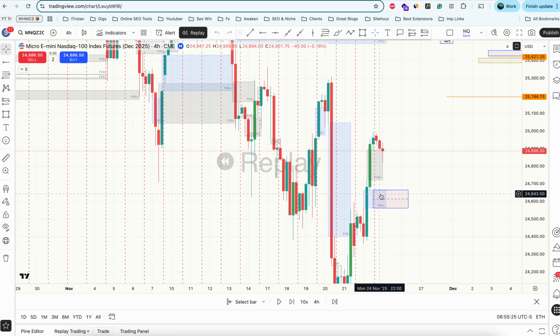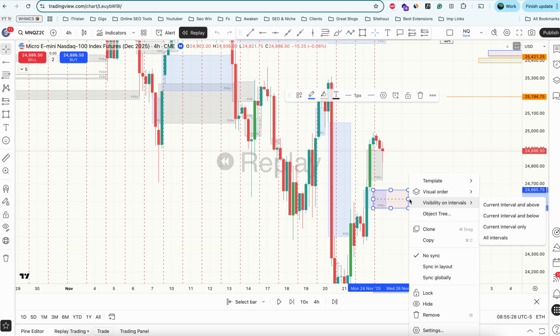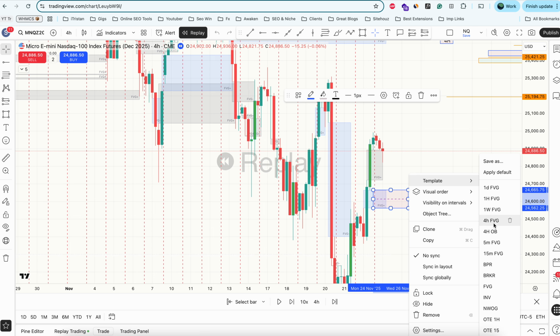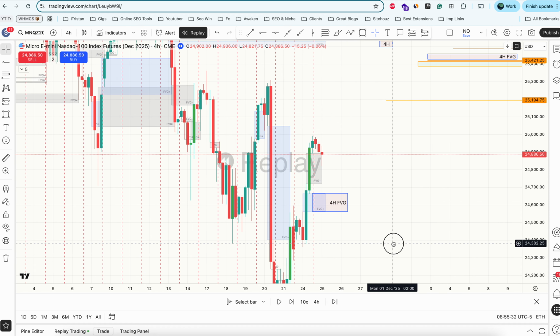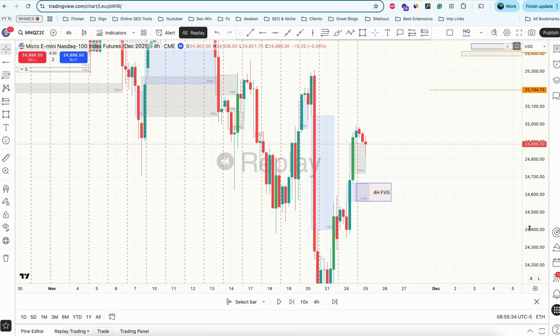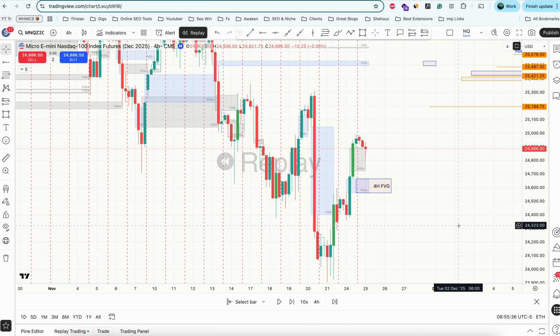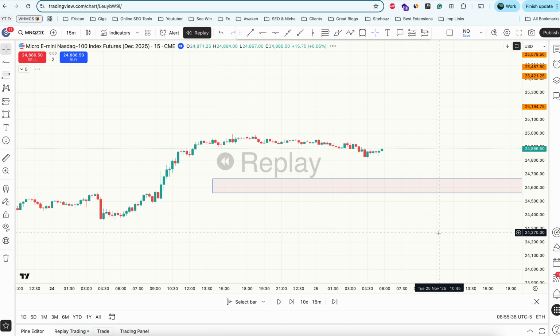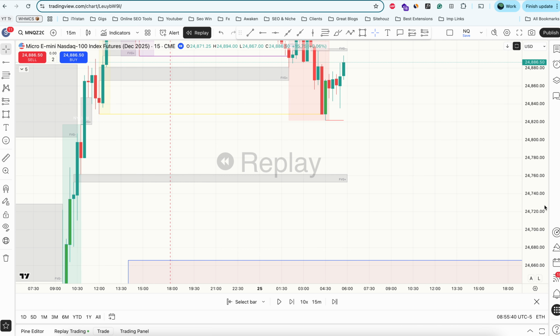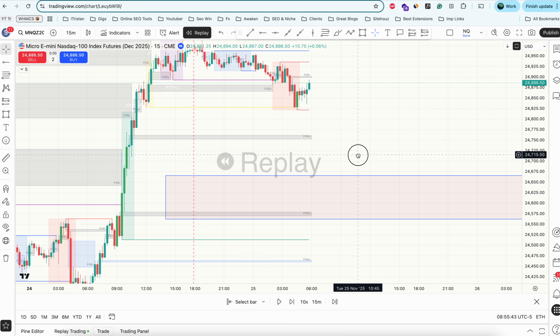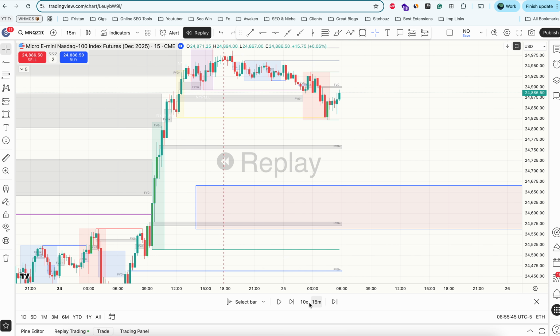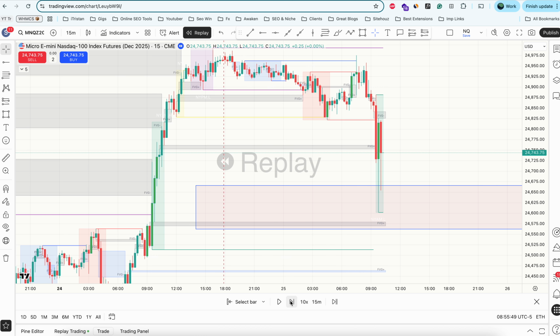So for example, we have this 4-hour fair value gap unmitigated, not being touched even a single time. This fair value gap is right here, and I want to show you how powerful this can be. So if I go on to the 15 minutes time frame and then wait for the price to reach my POI, point of interest, I'm just going to forward my price a little bit, and here you go.